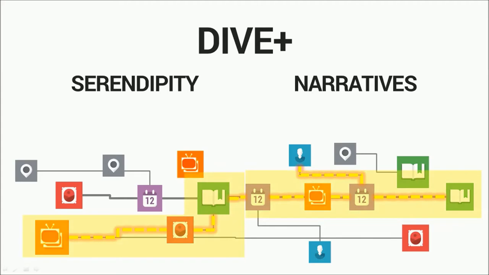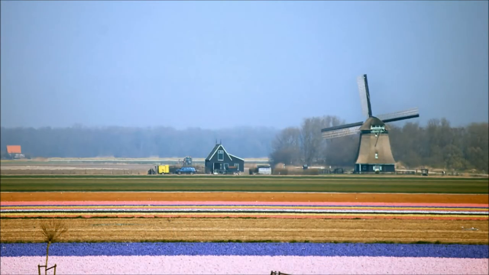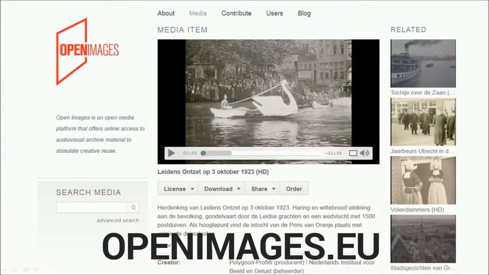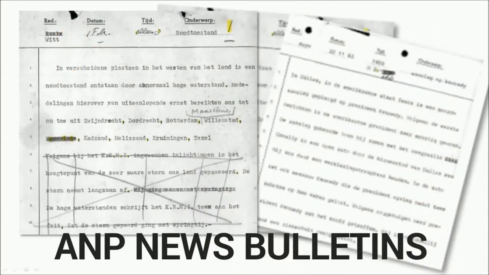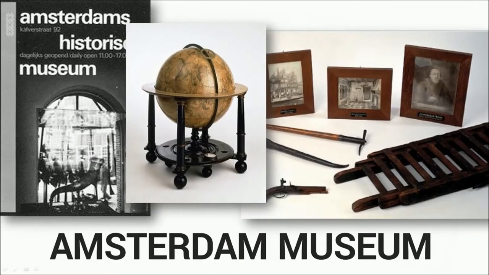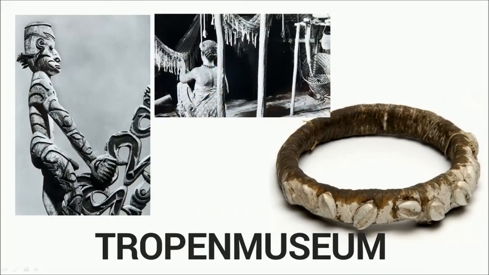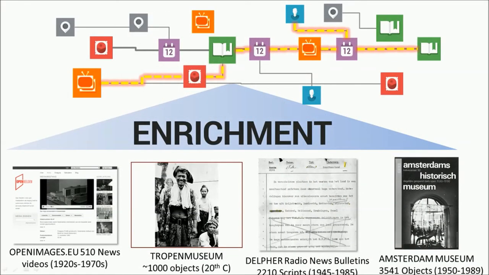Currently, Dive Plus works on four various cultural heritage collections from the Netherlands, available as linked open data. These include Dutch news broadcasts from the Netherlands Institute for Sound and Vision, radio news bulletins from the Dutch National Library, cultural heritage objects from the Amsterdam Museum, and cultural heritage objects from the Tropen Museum. Using a combination of natural language processing and crowdsourcing, the media collections are enriched with persons, places, and events.